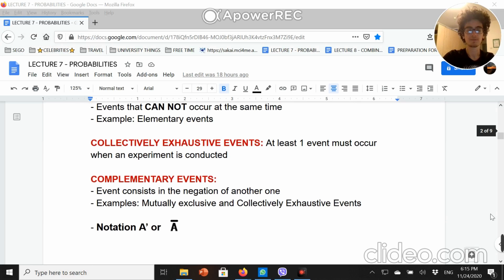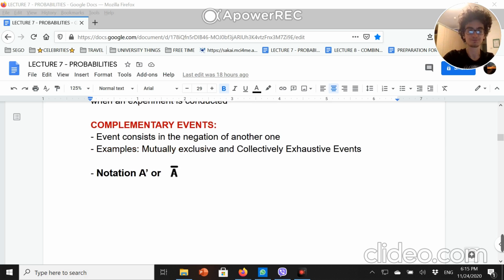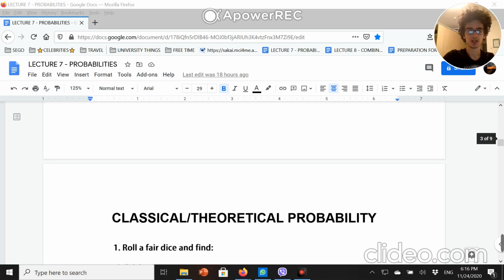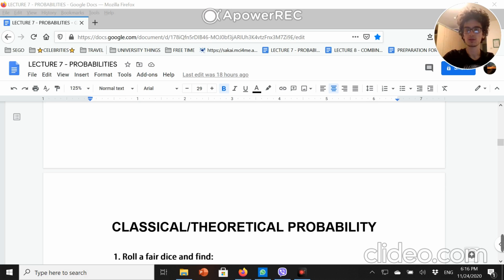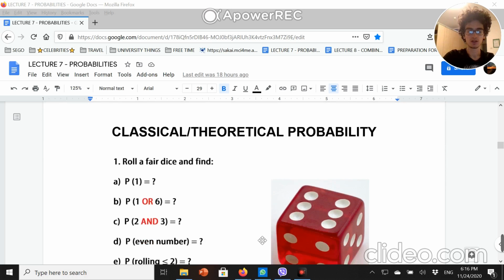So basically the examples would be mutually exclusive and collectively exhaustive events. The notation for complementary events is usually written in these two forms. Either will be correct, and we will see through the examples in a minute how to calculate and what they actually are. So let's start first with some probability types.